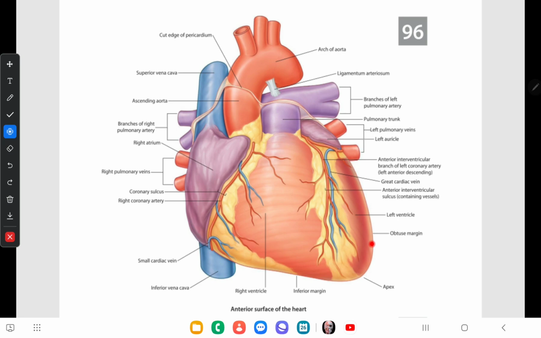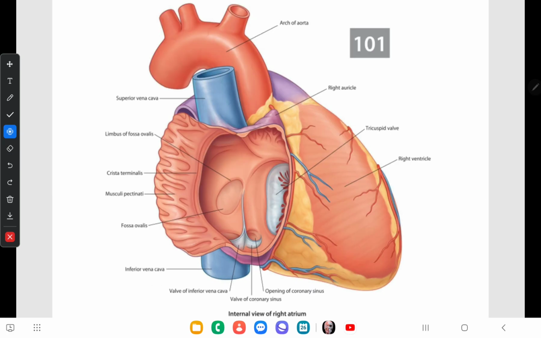When we talk about the borders of the heart, the right border is formed by the right atrium, the left border is formed by the left auricle and the left ventricle. Then the lower border is formed mainly by the right ventricle, but a small part of the right atrium also is involved in formation of the lower border of the heart. I told you earlier as well, the apex is formed by the left ventricle. These borders are very important to recognize when examining a radiograph of the heart. So you have to remember from which chambers each border is formed.